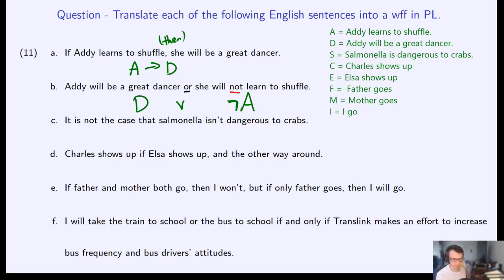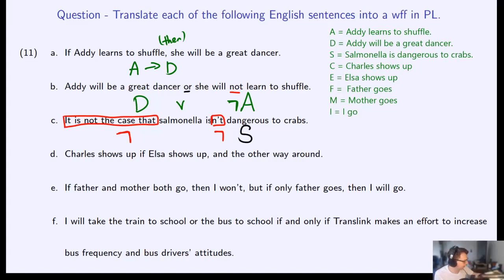Okay. For C, we have two negations. We have it is not the case that. So this is a negation. And then we have isn't, which is another negation. And then we have salmonella. So I shouldn't do isn't. I should really just highlight the n't here. And then we have salmonella is dangerous to crabs. So here I have S. So this could be translated as not S.